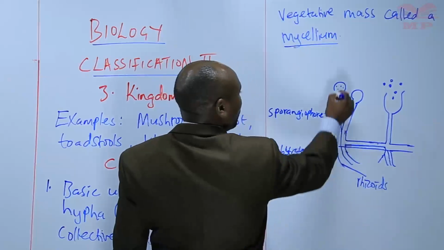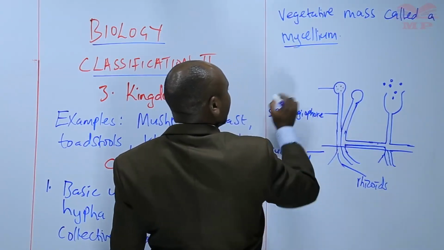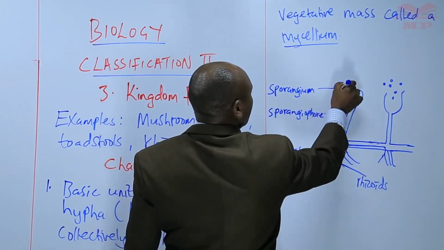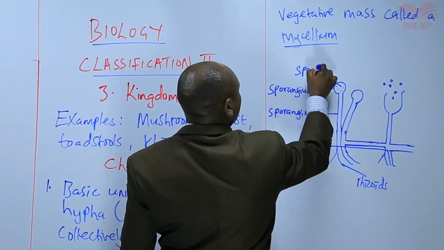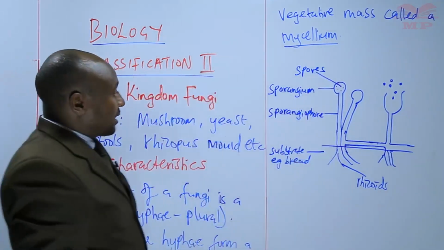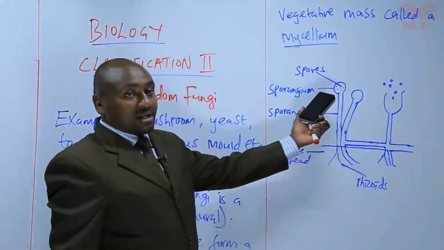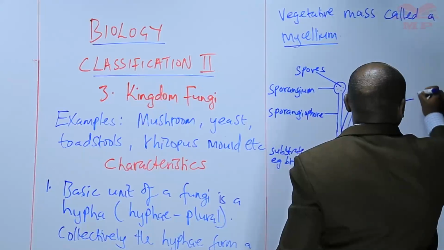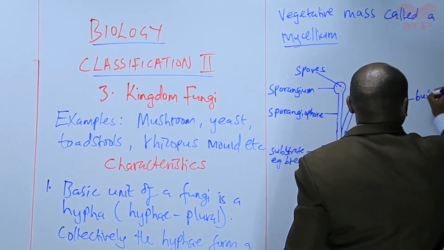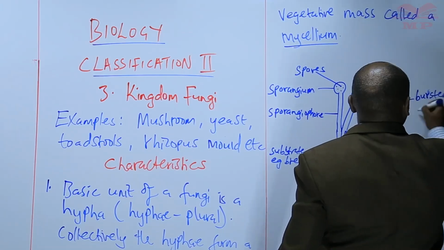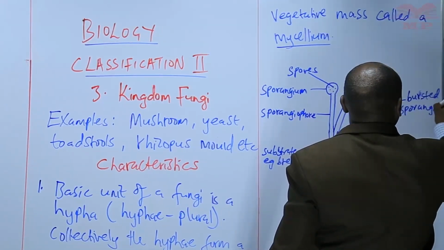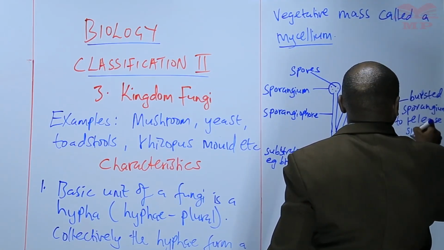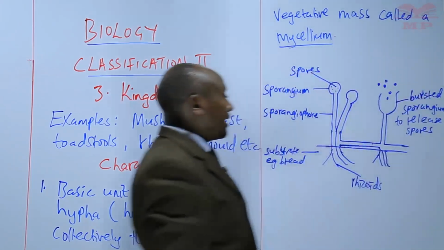Then at the tip of the sporangiophore, there is a swelling. We refer to that as the sporangium. And that sporangium is the one that contains the spores, the one that bears the spores. And when this sporangium matures, it bursts open to release the spores. So this one you can say is a bursted sporangium, and you can see the spores being released.